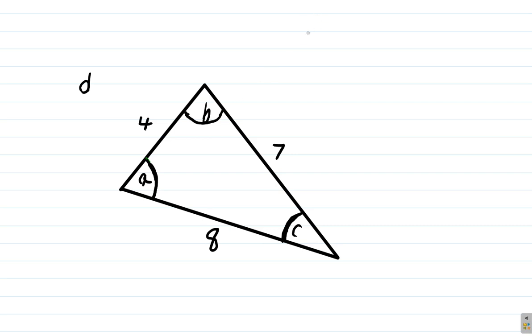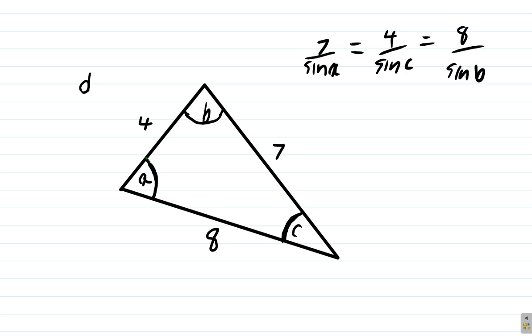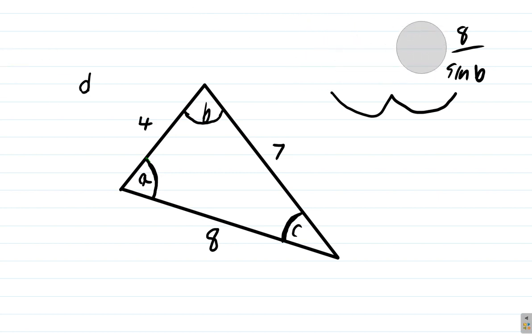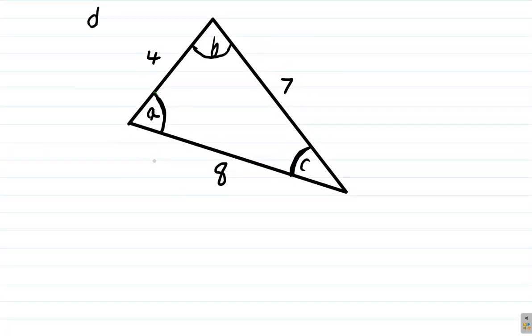Now, suppose you try to use the sine rule. What would happen? You would say 7 over the sine of the angle opposite to it, which is A, equals 4 over the sine of the angle opposite to it, which is C, equals 8 over the sine of the angle opposite to it, which is B. Any two of these you put together, you're going to have two unknowns. You don't know the angle A, you don't know the angle B, you don't know the angle C. So you cannot use the sine rule. This calls for the cosine rule. So let's use the cosine rule to find any one of them.